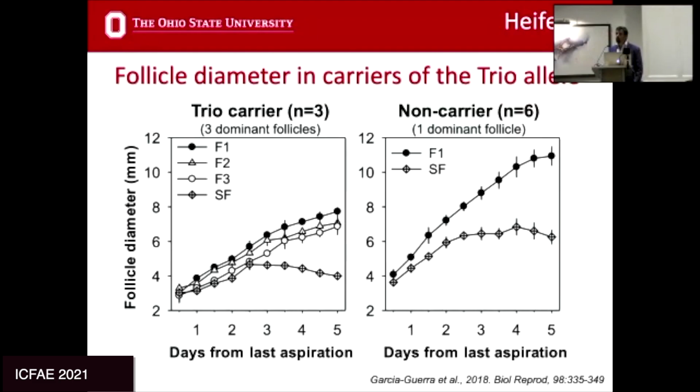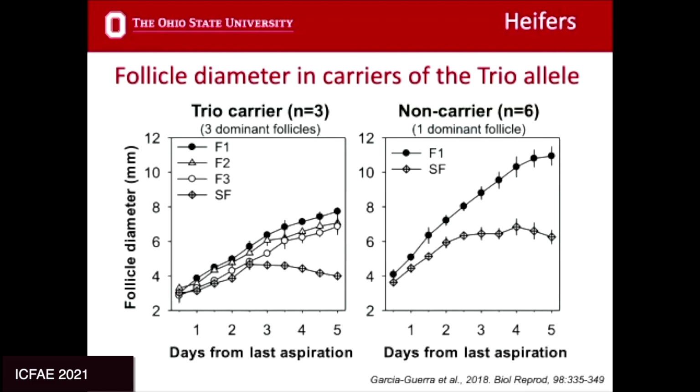So here's the growth pattern of follicles for trio carriers and non-carriers. In the case of trio carriers, I'm going to show you the most common patterns always, because remember, they don't always have the same number of ovulations, so it gets kind of complicated. But there's two things I want to highlight from this image.